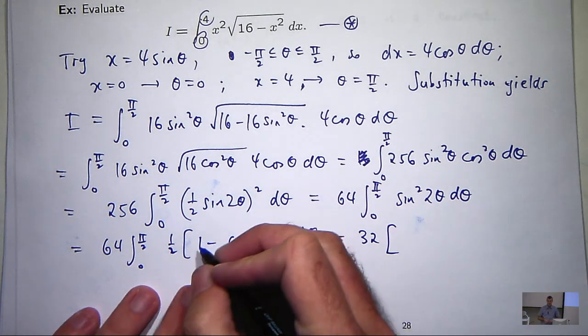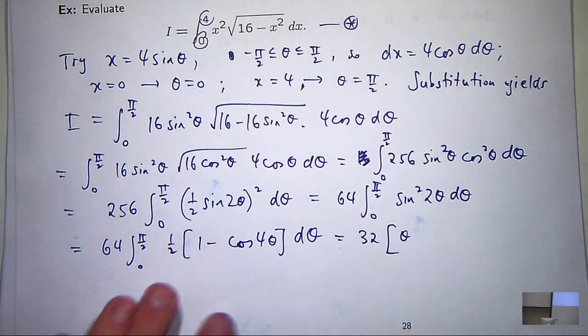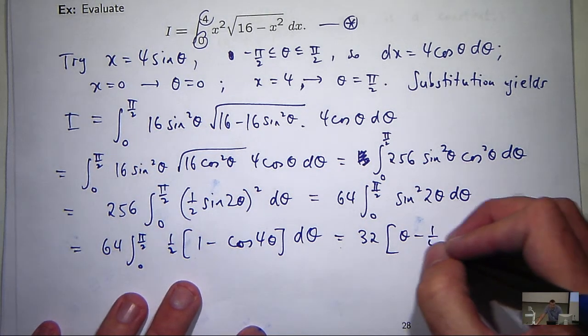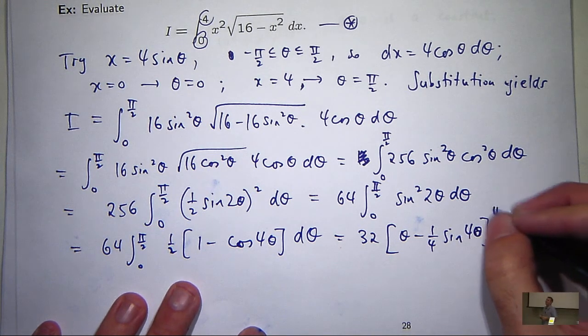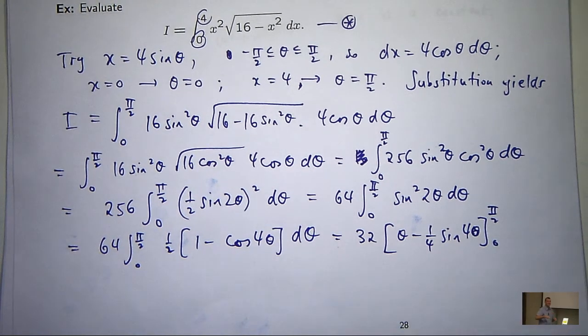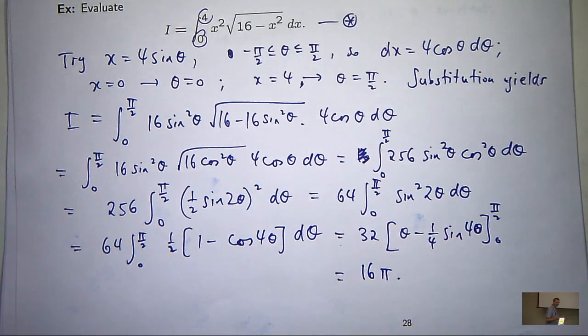So when you integrate 1, you're going to get theta. When you integrate minus cos 4 theta, you're going to get something like minus 1/4 sine 4 theta. Okay, so all you need to do now is do the substitution. You're going to get 16 pi. I won't bore you with all the little details.